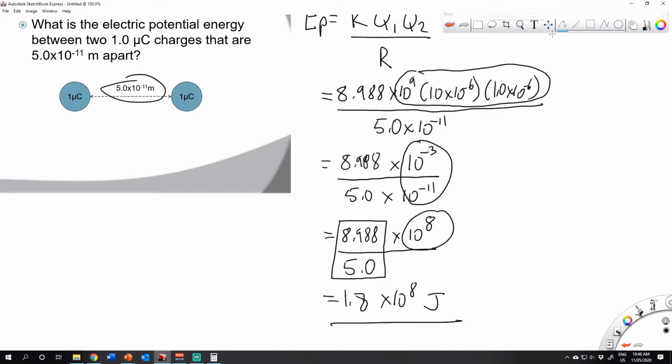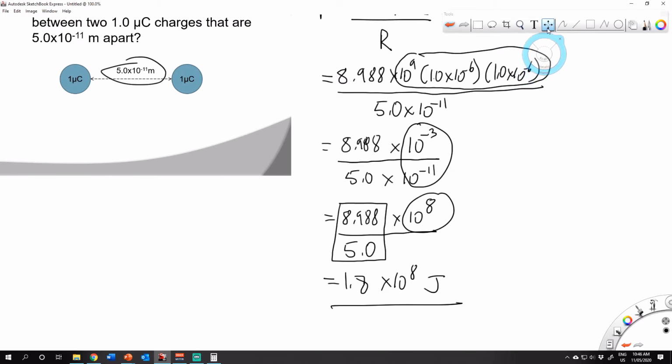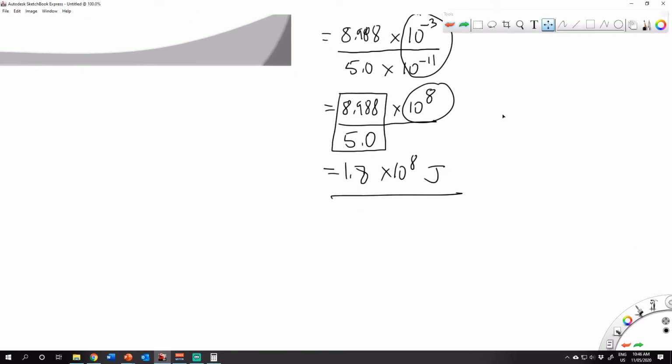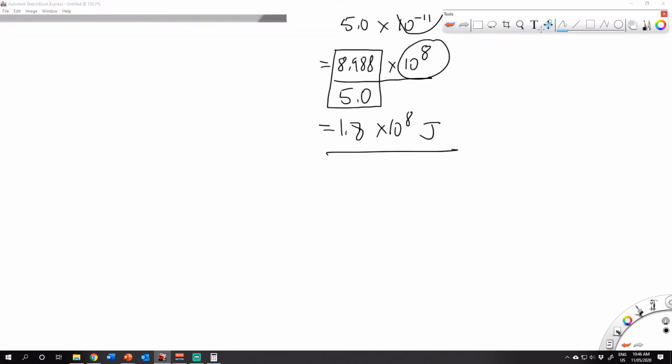For those of you who are in class and remember how I can sort of estimate the order of magnitude, this is how I do it. Simplify exponents using exponent rules, and you can get a rough idea of how big your exponent should be. It also helps eliminate calculator error, because then all you have to do is this calculation in your calculator. You don't have to worry about any exponents, which is kind of cool. Anyways, there you go. So if I have two 1 microcoulomb charges about 5 times 10 negative 11 meters apart, they will have this much potential energy.